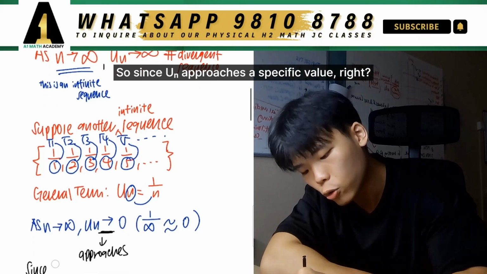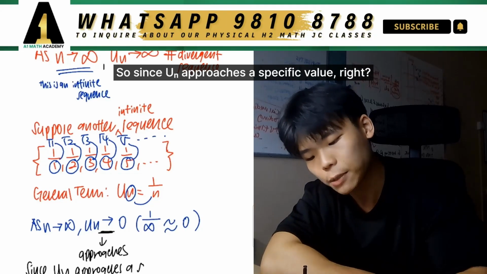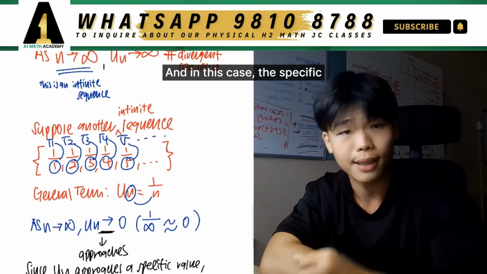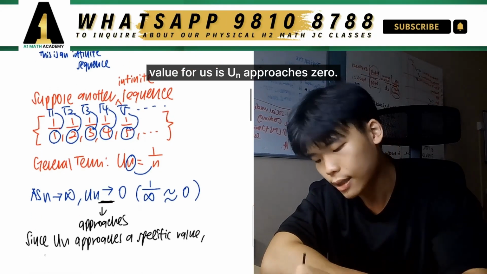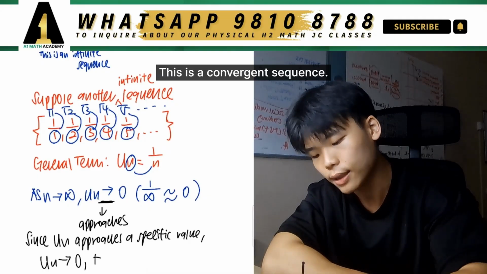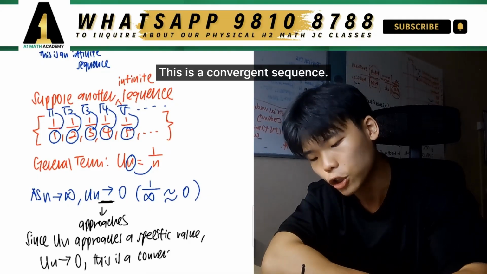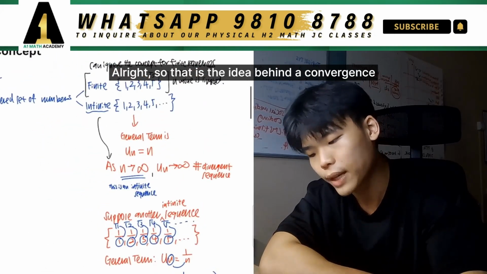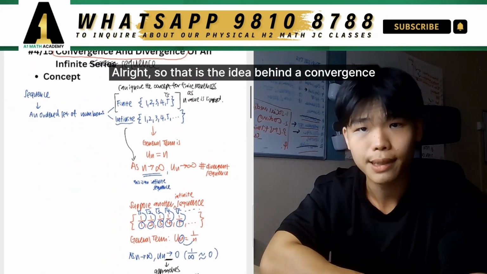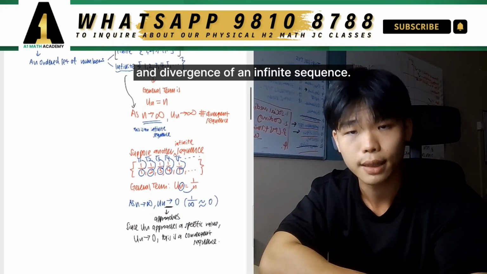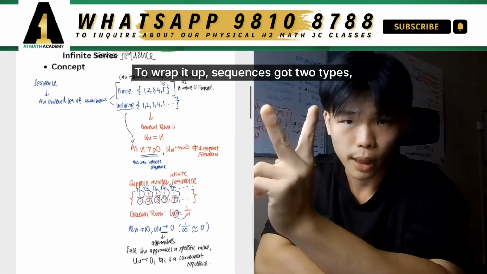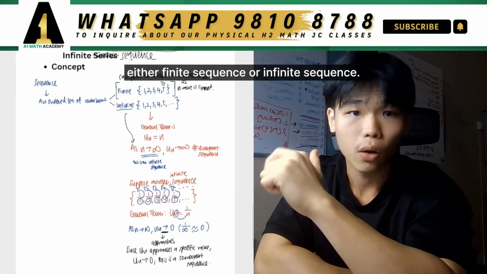Since un approaches a specific value, and in this case the specific value is 0, this is a convergent sequence. All right, so that is the idea behind convergence and divergence of an infinite sequence. To wrap it up, sequences have two types: either finite sequence or infinite sequence.